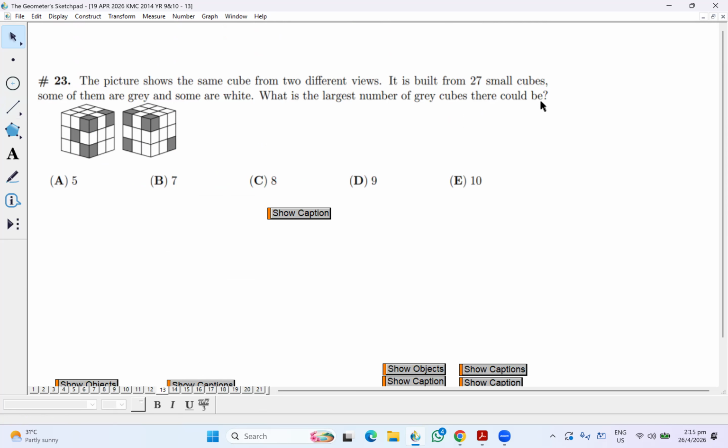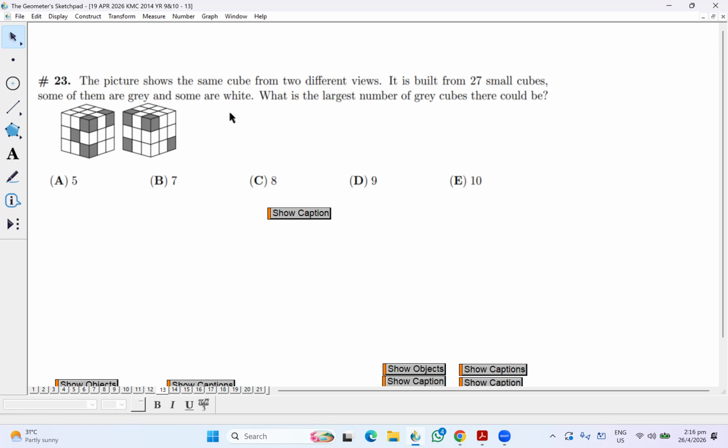So you want to count the number of gray cubes, especially the hidden ones. The hidden ones, you want to have more gray so that you can get the largest. Strategy is to make more gray cubes so that we have the largest. Then how to simplify the reasoning? That's what you should always be asking.